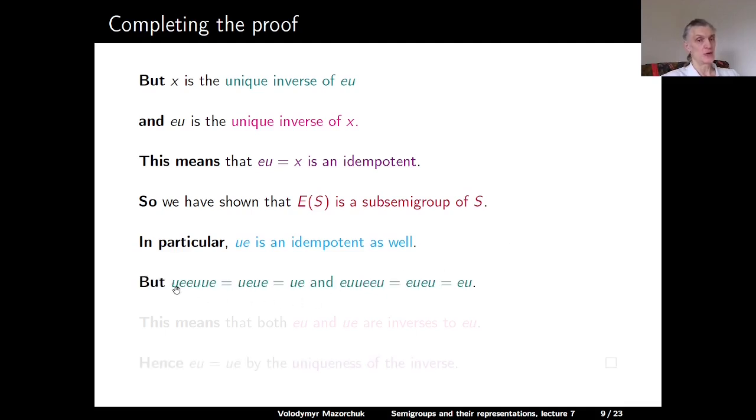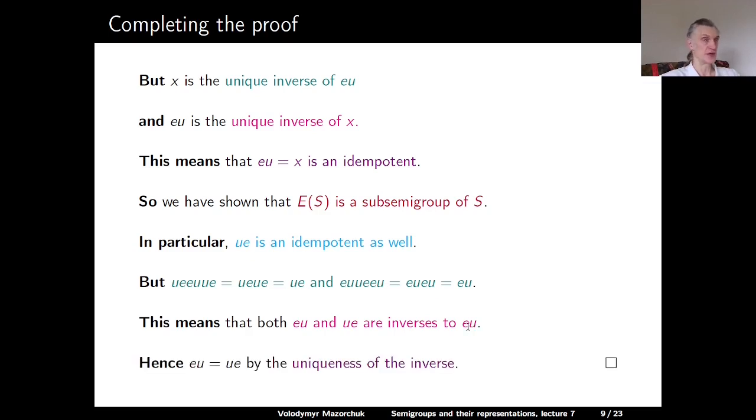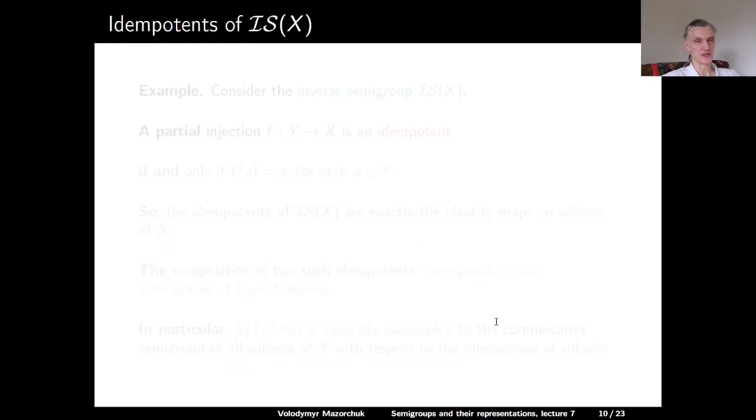But now, UE EU UE is of course UE UE, and this is UE because it's an idempotent, and similarly EU UE EU is EU EU, which is EU. And this means that both EU and UE are inverses to EU. But then they coincide because we are in the inverse semigroup, and so the product EU is equal to UE. And this completes the proof of our characterization.